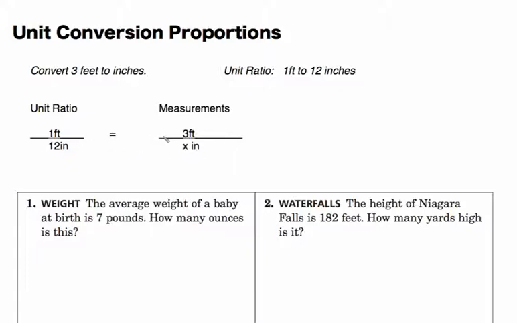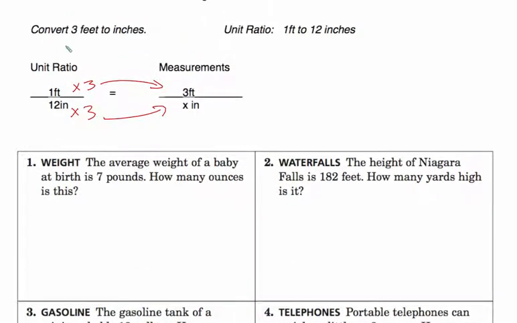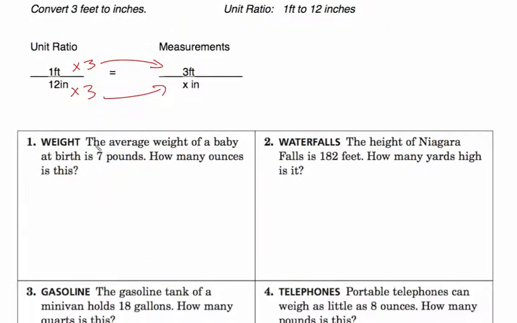You can use any method you want to solve. I see here I can go from 1 to 3 by multiplying by 3. All right, so I can just multiply by 3 on the bottom. So 12 times 3 will give me how many inches 3 feet is. Let's go through and make sure we can pick out, we can get to this point here, the convert what to what, from the word problem.